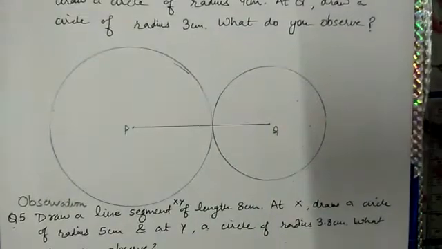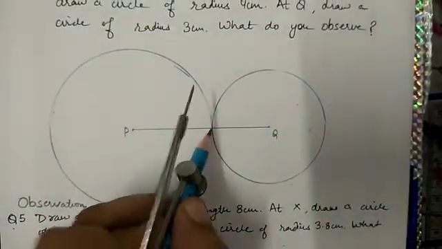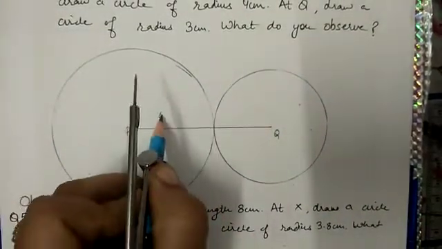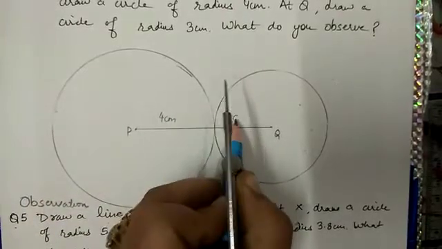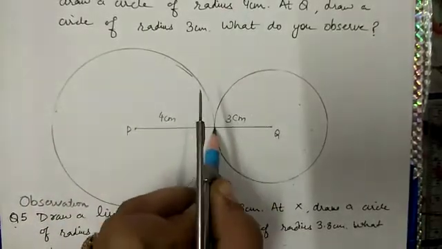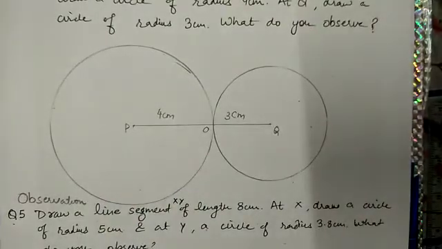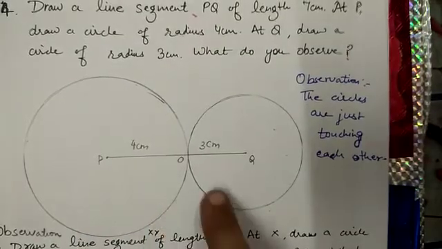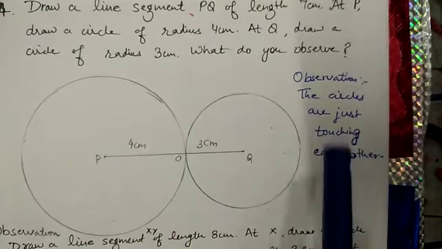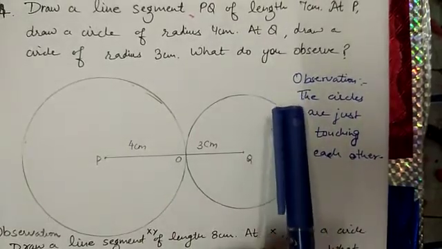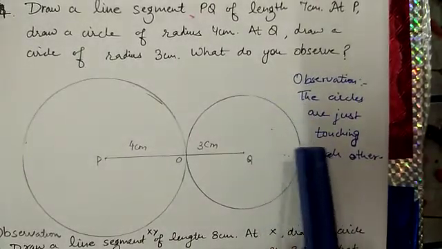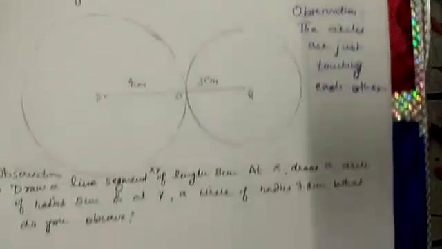Now we are observing that both the circles are just touching each other. That is the observation that we have to tell. After drawing and observing, we will write down the observation that the circles are just touching each other.